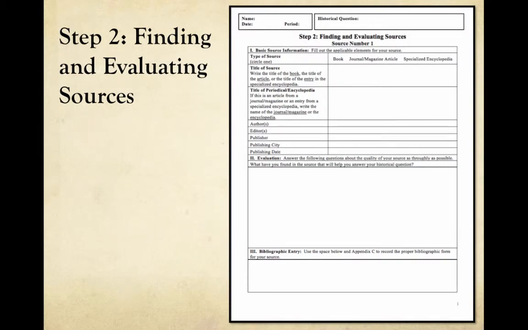Step two involves finding and evaluating sources. You'll notice with step two that there are really two elements to this. The first is just helping the kids understand how to go and look for sources. Kids very often are stuck on this. They don't really have very much experience with it by the time they get to us.